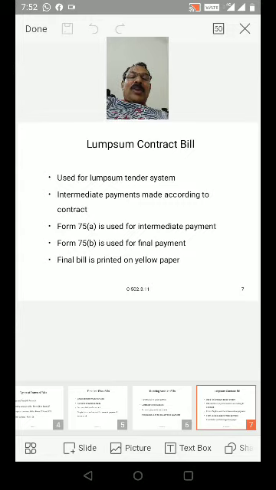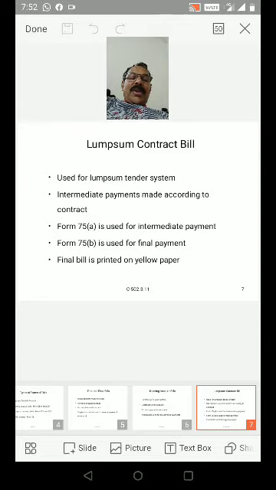Intermediate payments made according to contract. Intermediate payments in between first and final payment. Intermediate payments made while work is going on. Payments are made according to the work completion in between the first and final payment, that is intermediate payment. So lump sum contract bill, this is form 27A and 27B. It is used for lump sum tender system. Intermediate payments made according to contract. Form 75A is used for intermediate payment.